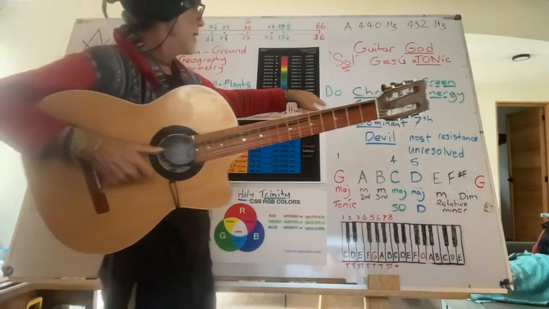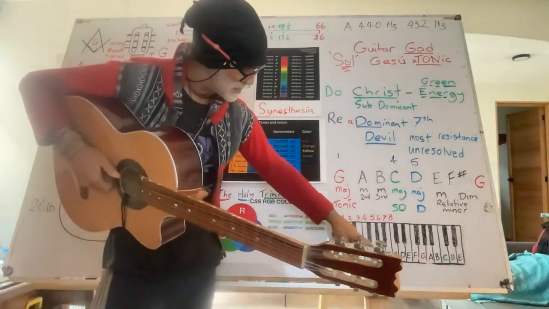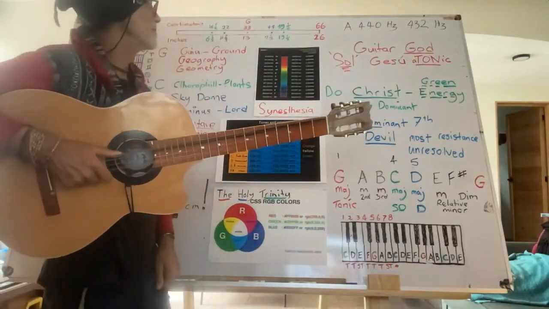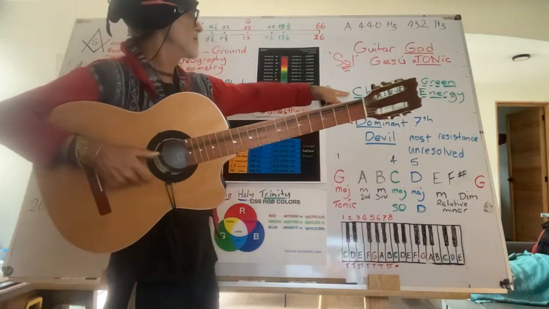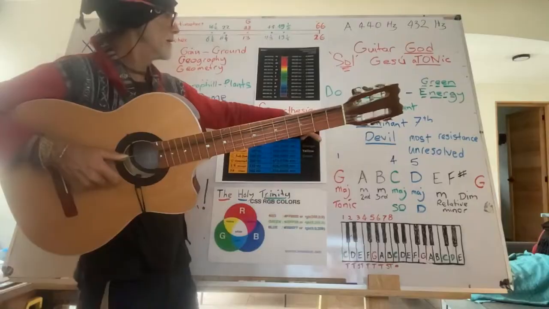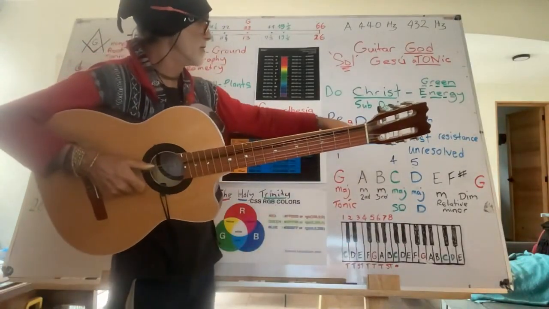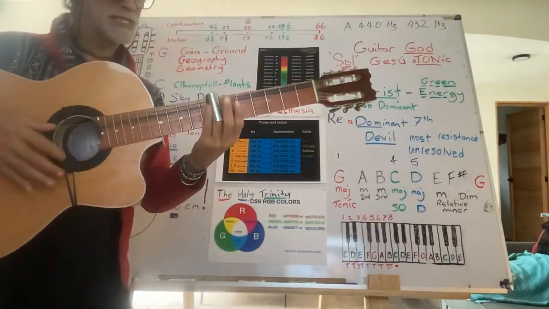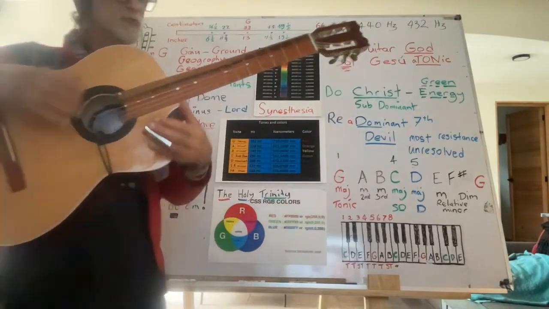So, you've got do, re, mi, fa, sol, la, ti, do. So G is sol, the sun, right? Do is the C, the Christ. That's what I'm calling it, right? And re, the devil, the dominant, because the dominant has the most resistance. It's unresolved. See, this is resolution.